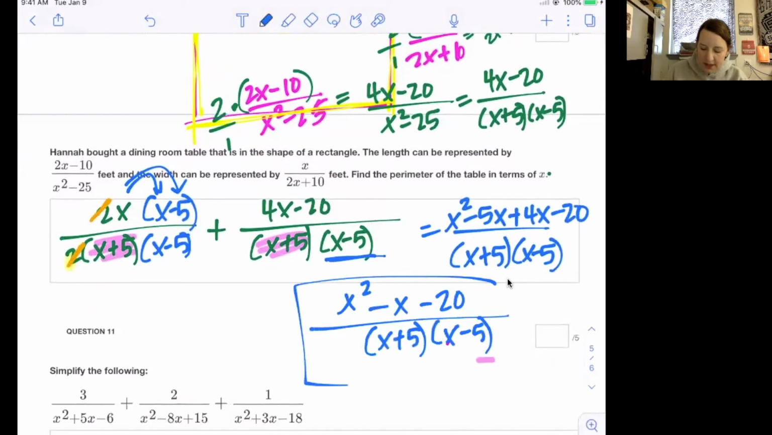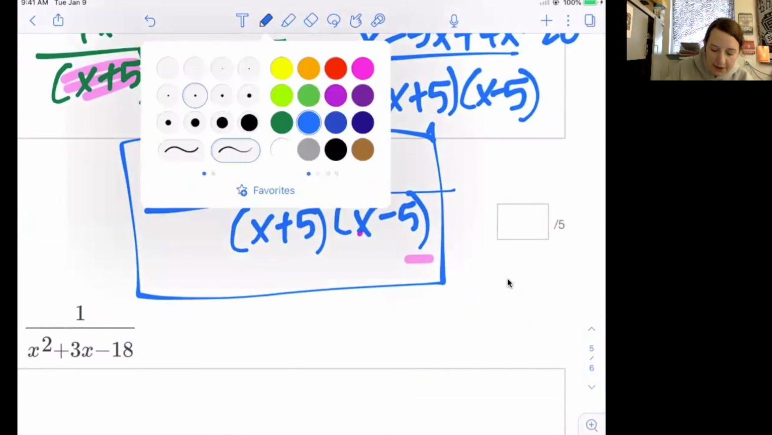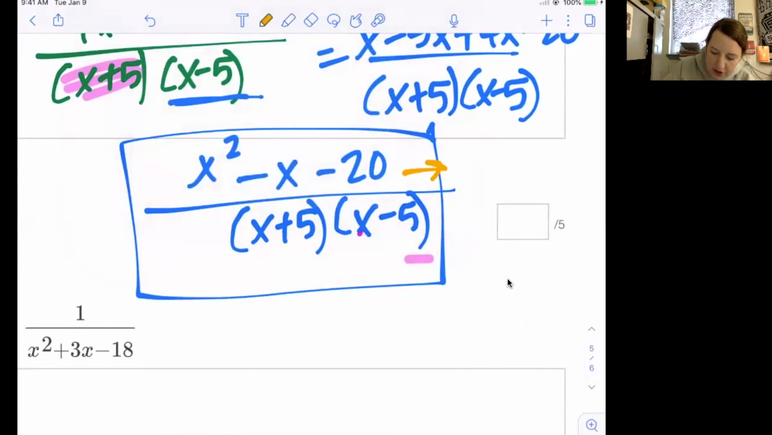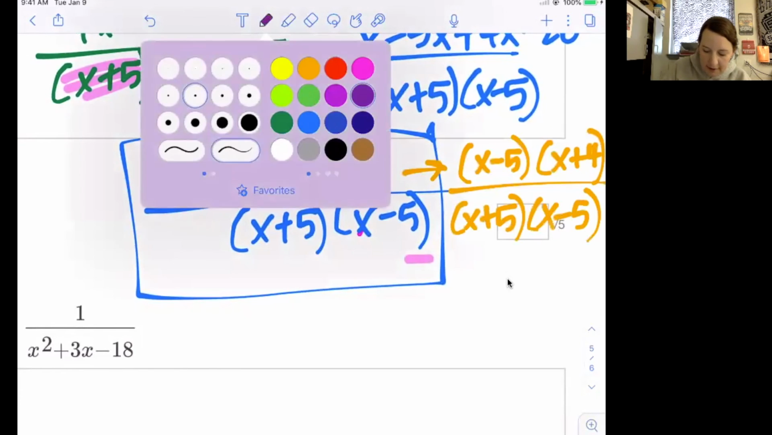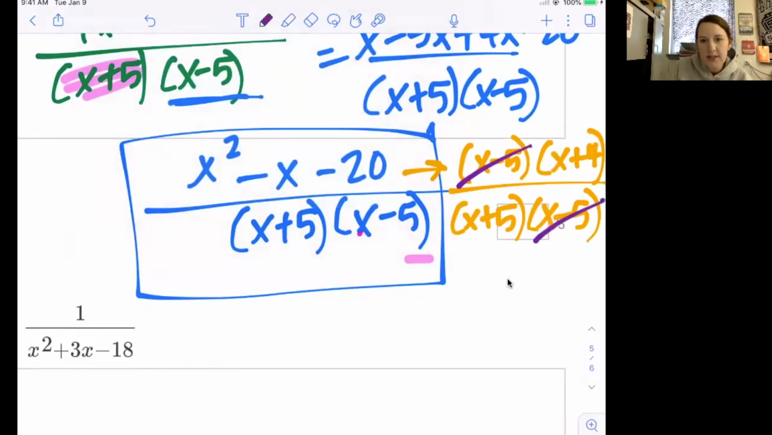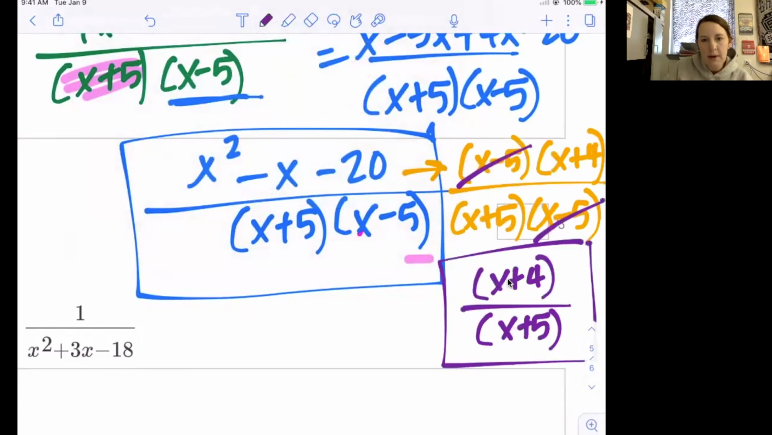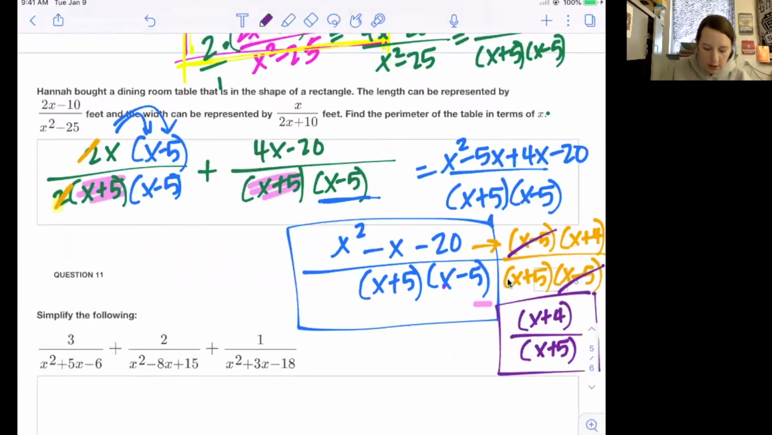Okay, a lot of us got to this part in our test. However, we can actually simplify this if we factor the numerator. So the numerator factors to (x minus 5)(x plus 4). Denominator, I have (x plus 5)(x minus 5). So in taking a look at that, both the numerator and the denominator have a factor of x minus 5. So our simplified version of the answer is (x plus 4) over (x plus 5). Okay, that represents the perimeter of that table.